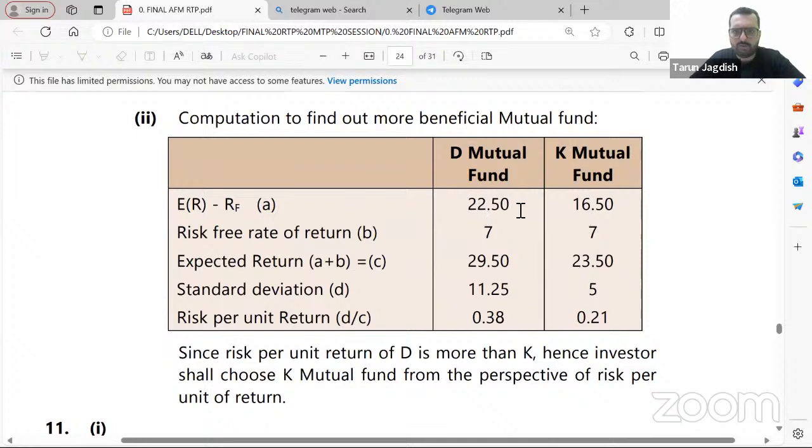Now RP minus RF is given. This is given and the beta is given. Hold on. Expected return is A plus B.